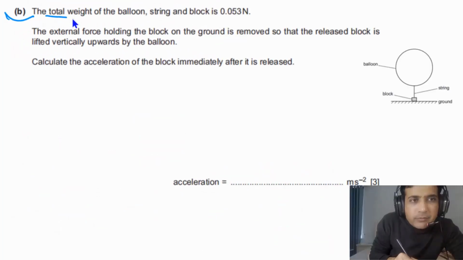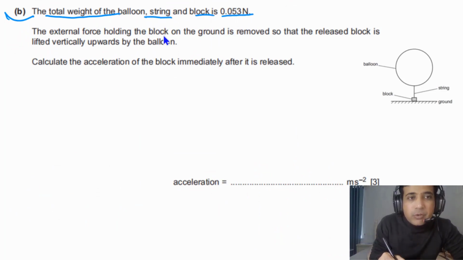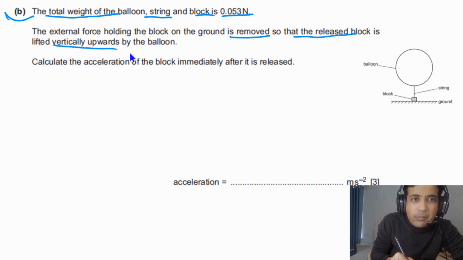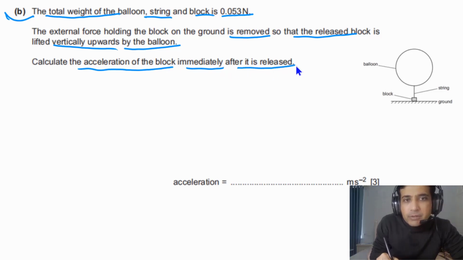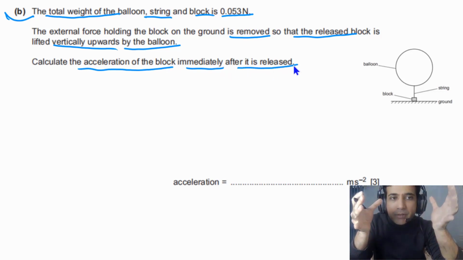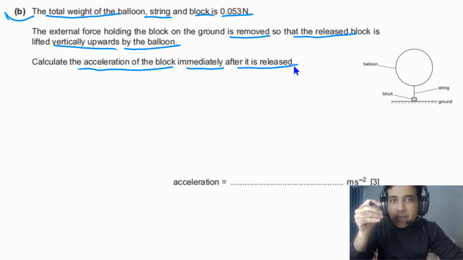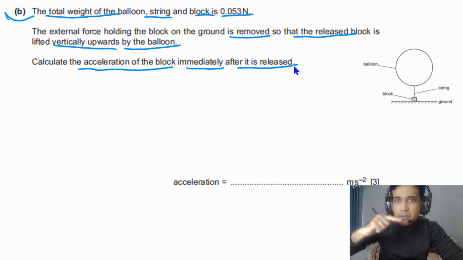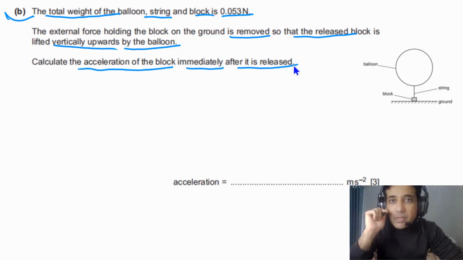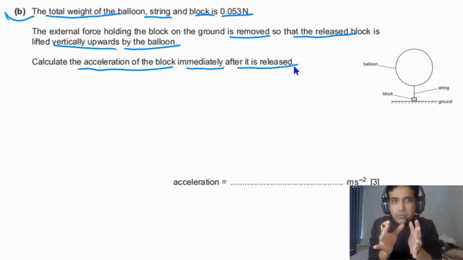For part B, it is given to us that the total weight of the balloon, string and the block is 0.053 newtons. The external force holding the block on the ground is removed so that the released block is lifted vertically upwards by the balloon. Calculate the acceleration of the block immediately after it is released. So in this case, simply the question is asking us for acceleration. So we need to understand the net force acting on the block vertically upwards. We need to find that net force, and then we will divide it by the mass of the balloon, string and the block, and we can find the value of acceleration.